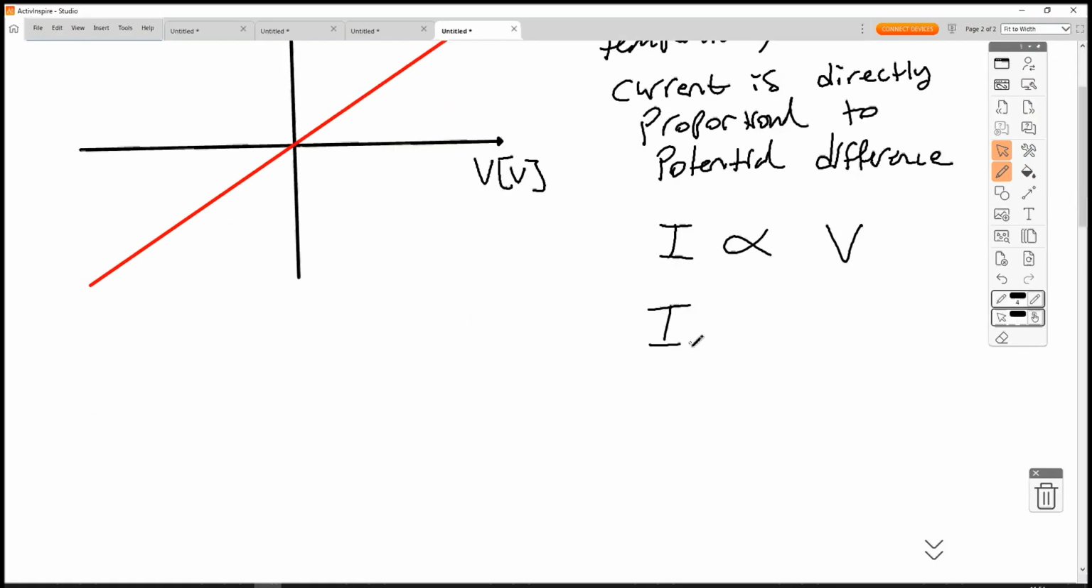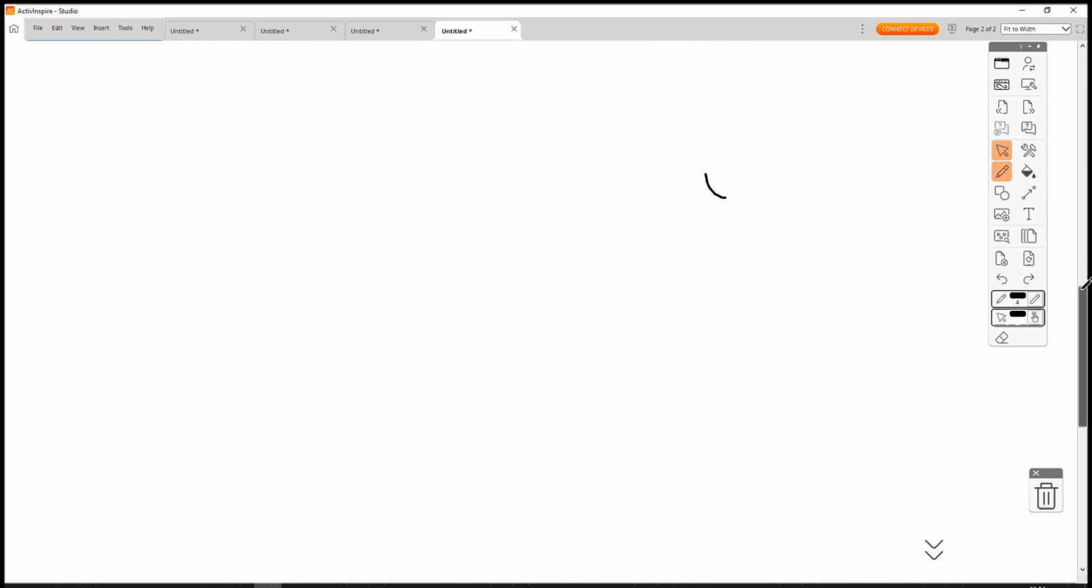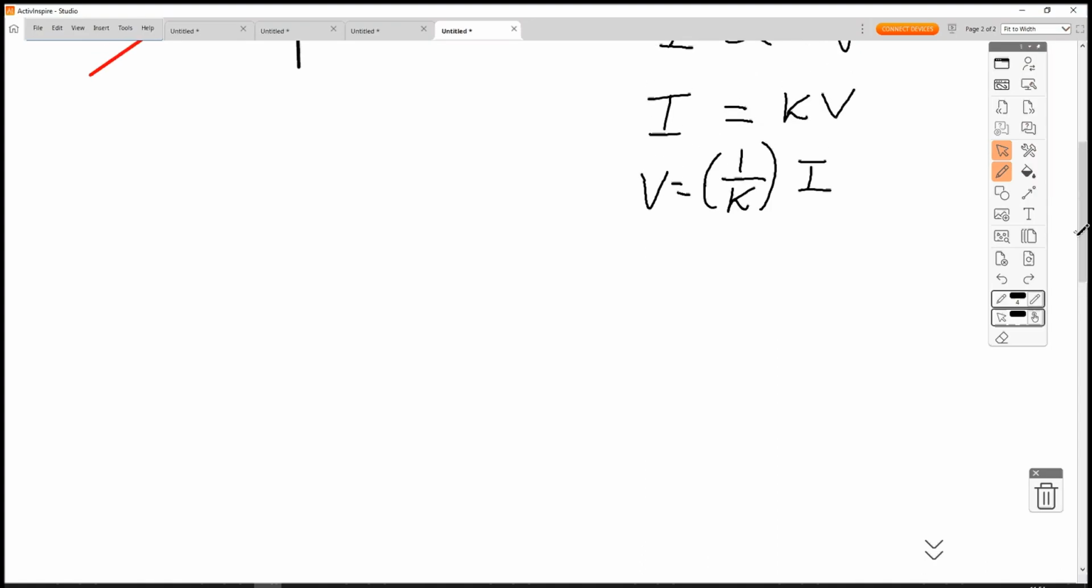To get rid of the proportionality symbol, we can put an equal sign and some constant. If we rearrange that, we get V equals 1 over some constant times current. And 1 over K is equal to resistance. So we've got V equals IR. And that's Ohm's law.